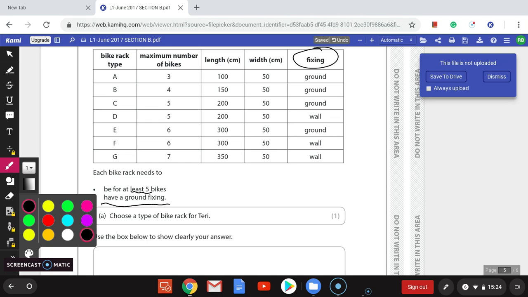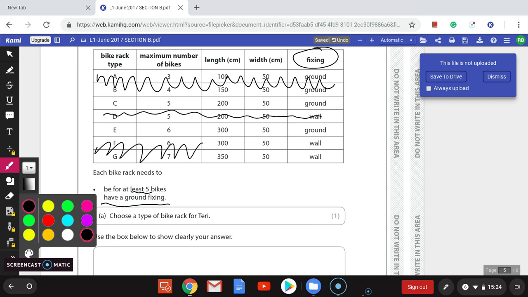Process of elimination, same as question 1 in part A. So you get rid of all the ones that have less than 5. So those 2 are gone straight away. You get rid of all the ones that don't have ground fixing. So this one has a wall fixing, sorry, and these 2 have wall fixings. So we don't want those. That leaves us with the option of C or E. So if you gave the answer C or you gave E, both of those are correct, okay? But whichever one you choose affects the answer for the next question.